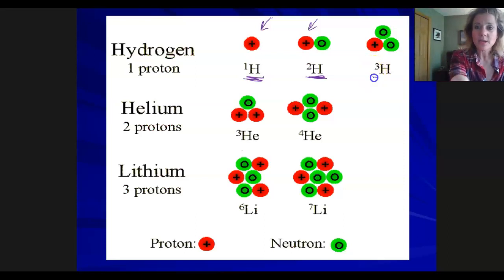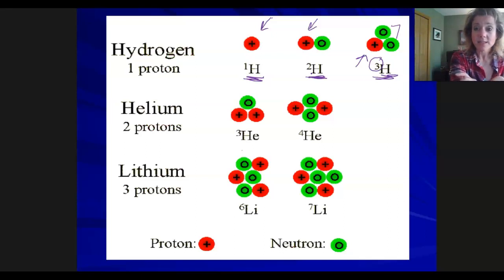In hydrogen 3, once again, we have 1 proton. And since our mass number is 3, and the mass number tells us how many particles there are in the nucleus, the other 2 particles must be neutrons. So hydrogen 3 has 3 particles, 1 proton, 2 neutrons. Hydrogen 2 has 2 particles, 1 proton because it's hydrogen and it has to have 1 proton, and 1 neutron.